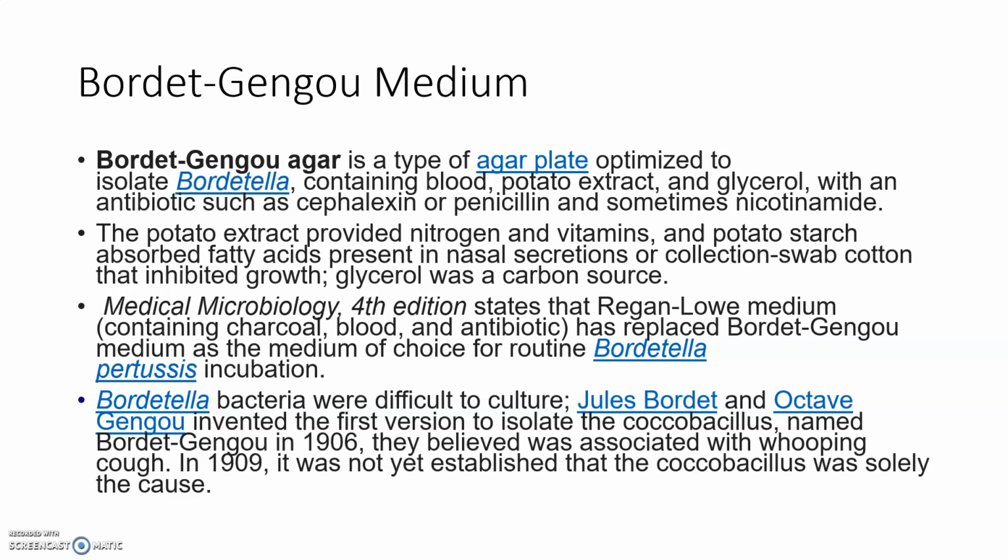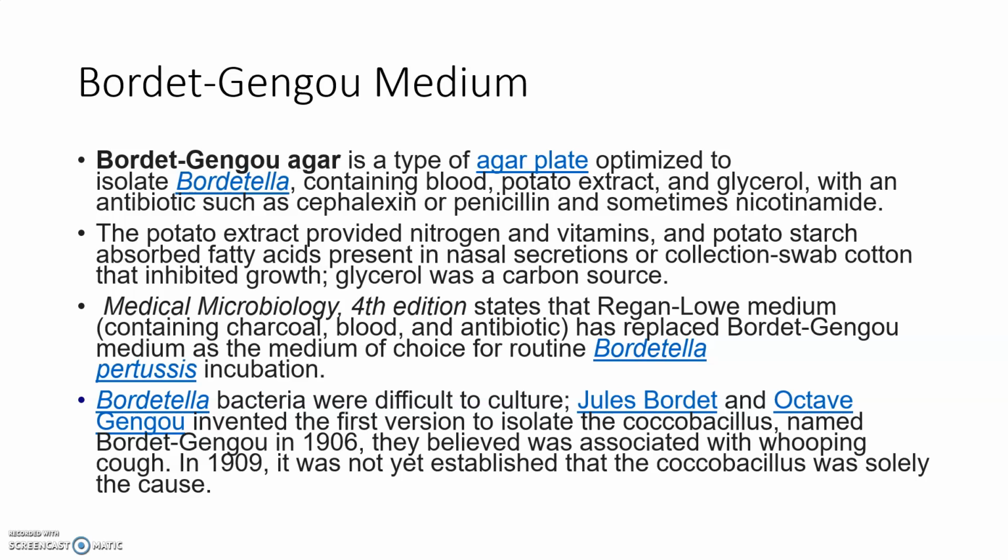Next is Bordet-Gengou medium. It is a type of agar plate. It is used to isolate Bordetella, and it is mainly used to isolate the organism Bordetella pertussis, causative agent of pertussis. It contains blood, potato extract and glycerol with an antibiotic, cephalexin or penicillin. The potato extract provides nitrogen and vitamins, and potato starch absorbs fatty acids present in the nasal secretions or collection swab cotton that inhibit growth. Glycerol is the carbon source.